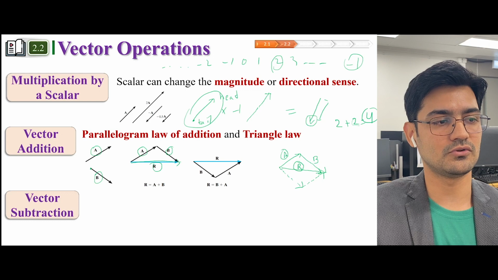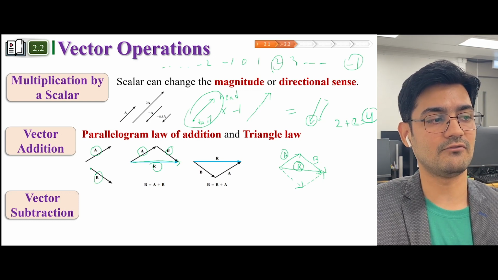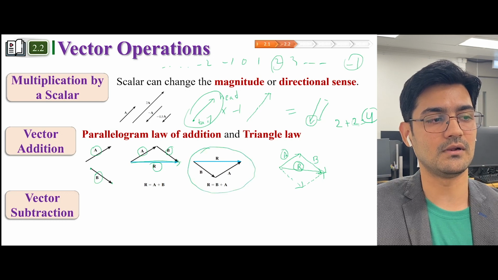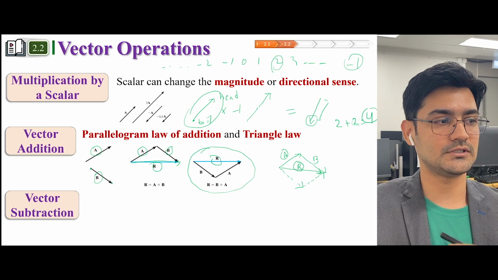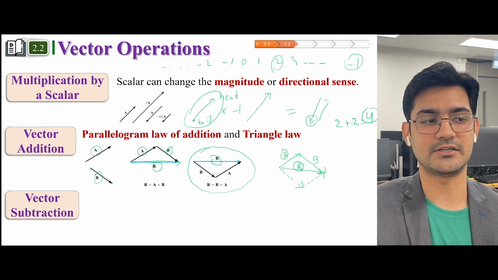You can also do it similarly. Instead of putting the tail of vector B onto the head of vector A, you can also put the tail of vector A onto the head of vector B, like shown in this example, and the resultant would be the same. Now the third subject in this section is vector subtraction.